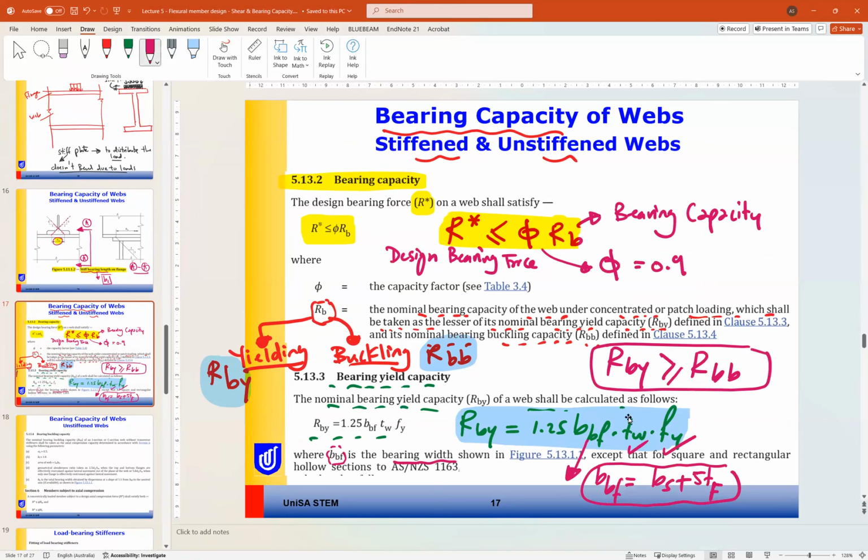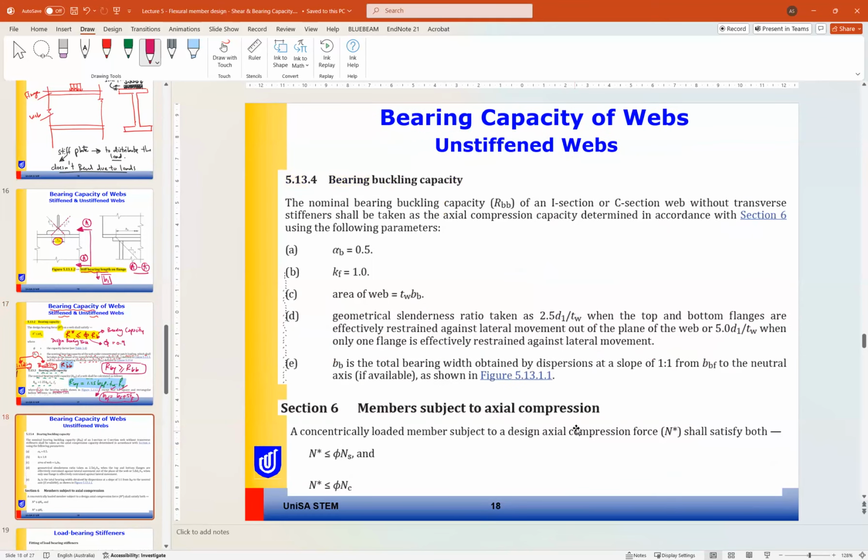So we will calculate RBW. This is the bearing yield capacity, and then we will calculate the bearing buckling capacity. But the bearing buckling capacity will only be calculated for unstiffened web. What does this mean?